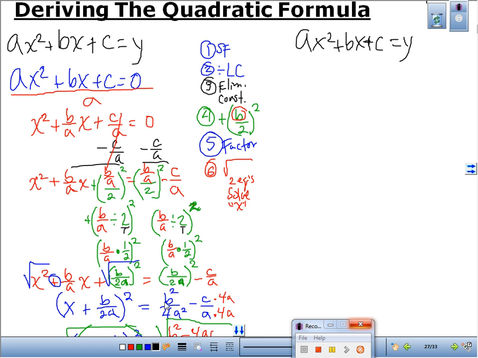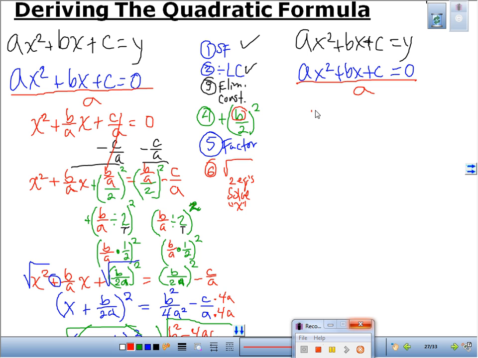All right? So in order to solve any quadratic, what is our first step? Make y 0. So this becomes ax squared plus bx plus c. Now we can begin. Is it in standard form? Yes. Step 2, we need to divide by the leading coefficient, the LC. So therefore, what's my leading coefficient? A. So divide the entire thing by A, and we're left with A divided by A is 1.